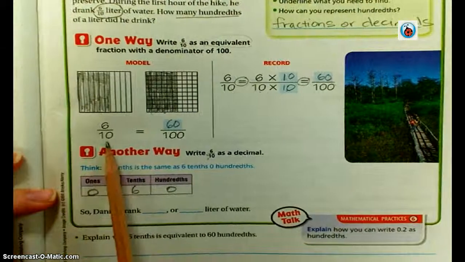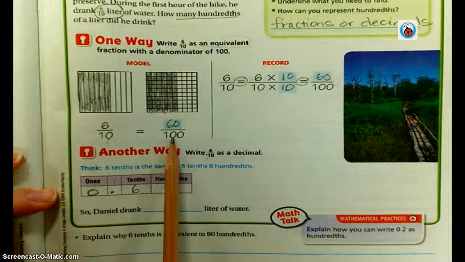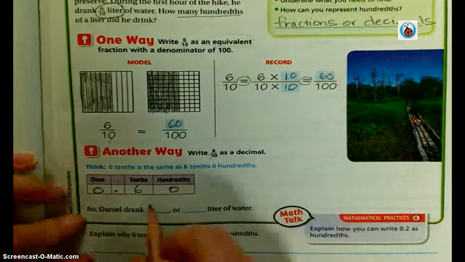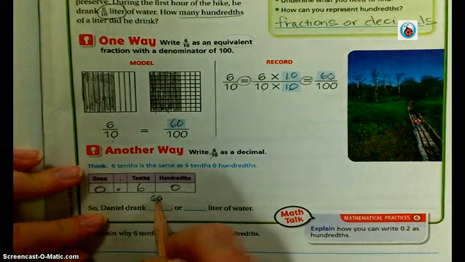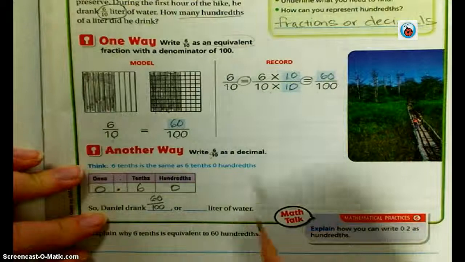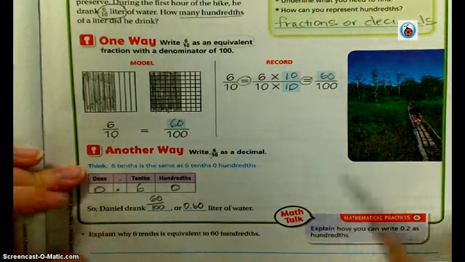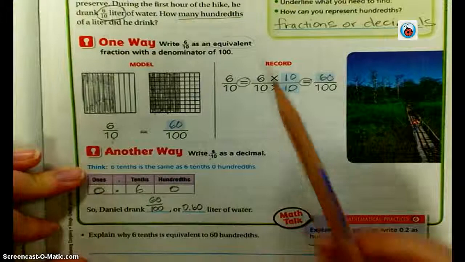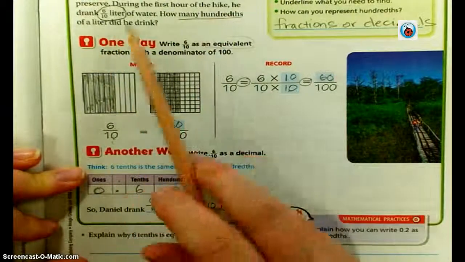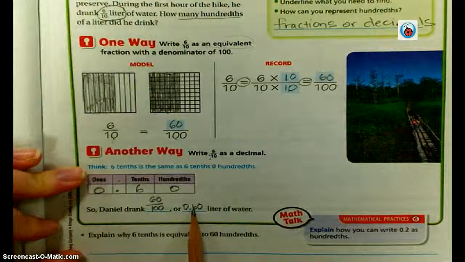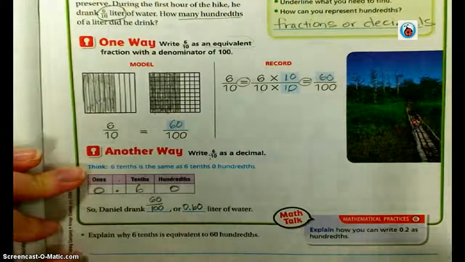From what we've done before, do we know that 6/10 and 60 hundredths are the same amount? Okay. So we can write it in fraction form as 60/100 and in decimal form as 0.60. I want to go back to the problem and make sure I did what they asked. They asked me how many hundredths of a liter did he drink. I told him 60 hundredths, and I've told him 60 hundredths in fraction and decimal form, so I'm okay.